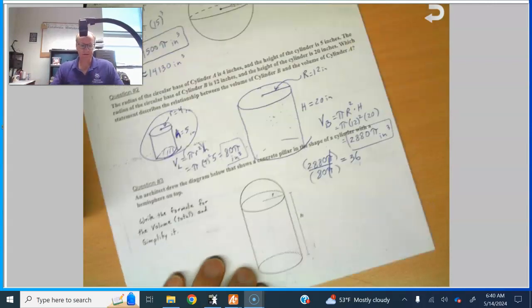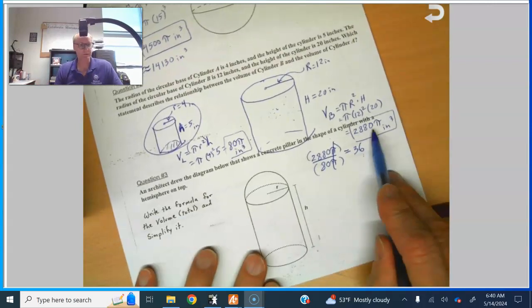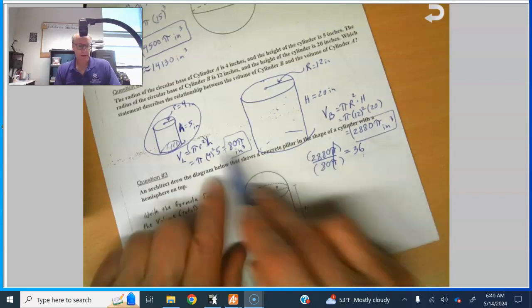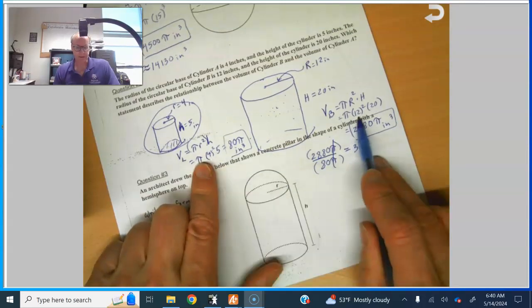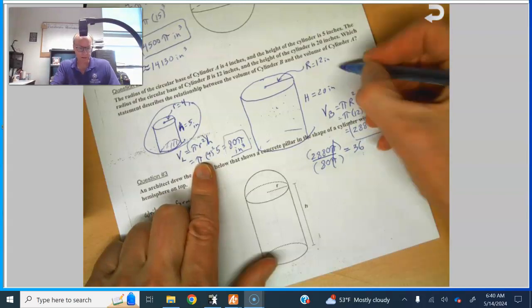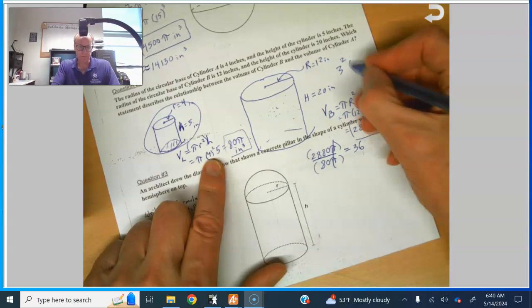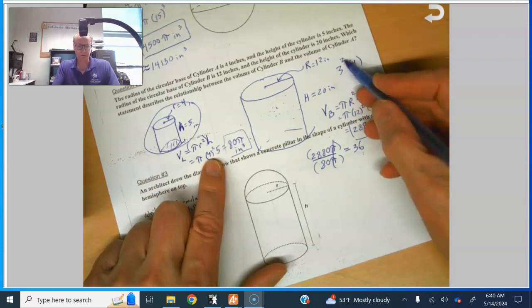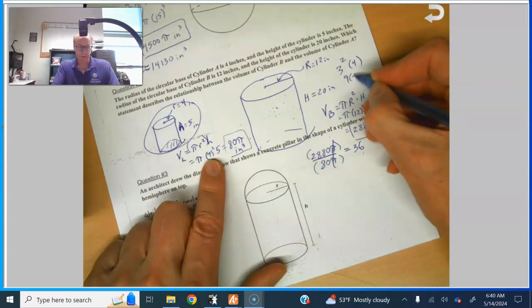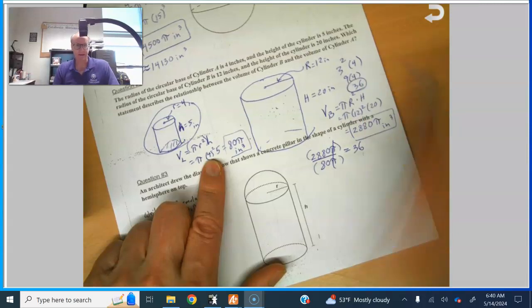The large cylinder is 36 times as big. Another way to look at it is to say, well, the radius was 3 times as big, and I ended up squaring it. And the height is 4 times as big. And what you'll notice is that 3 squared is 9 times 4, or 36. I could have done it in my head that way.